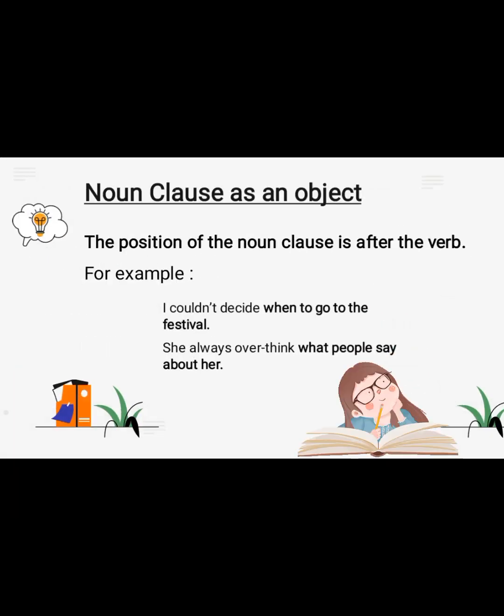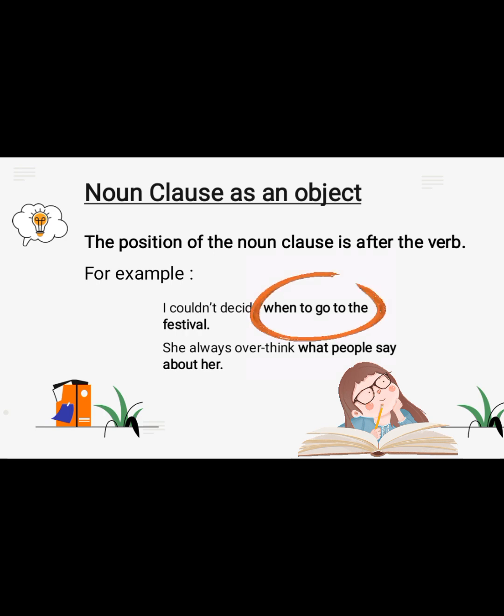Noun clause as an object. The position of the noun clause is after the verb. The opposite of a subject noun clause, an object noun clause acts as an object in a sentence. Usually, the sign that a noun clause is of the object type is its location behind the independent clause. And to tell you the truth, the object noun clause is easier to recognize compared to the subject noun clause.